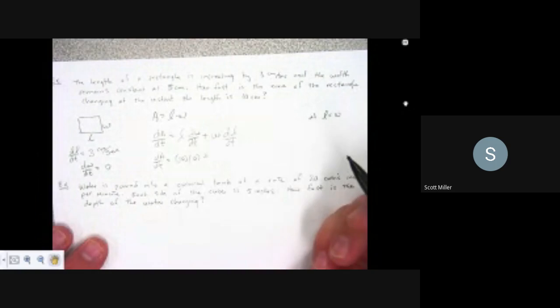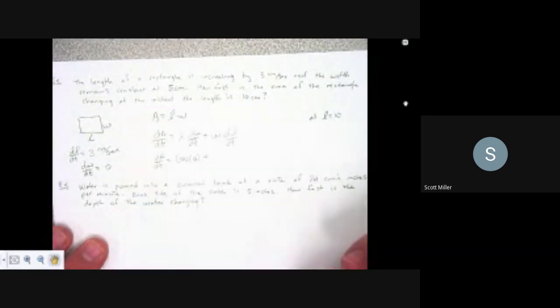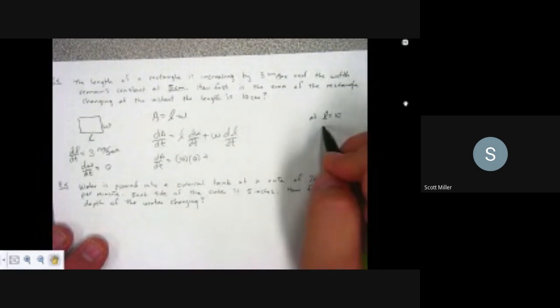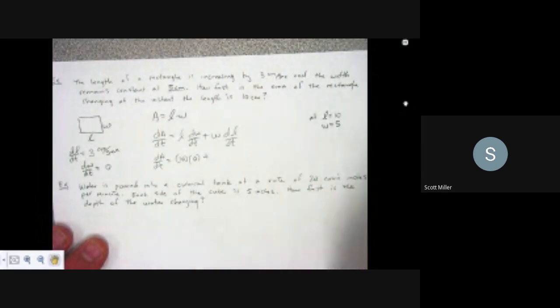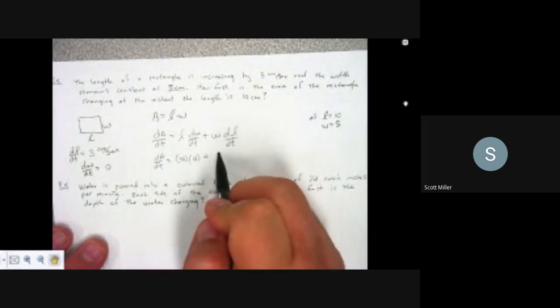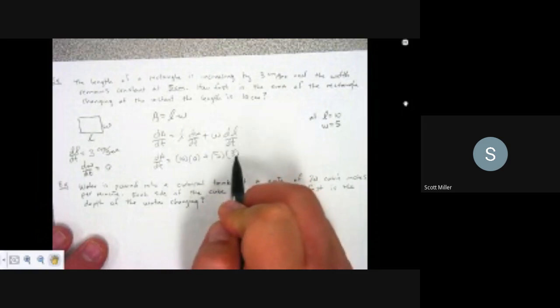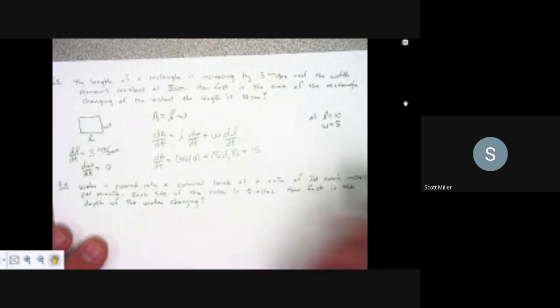W, well, I don't know W. Or do I? Yes, I do. It's 5. It remained constant. So over here I knew that W was 5. I forgot to write that down. So now I have 5, and dL/dt is 3, giving me 15.